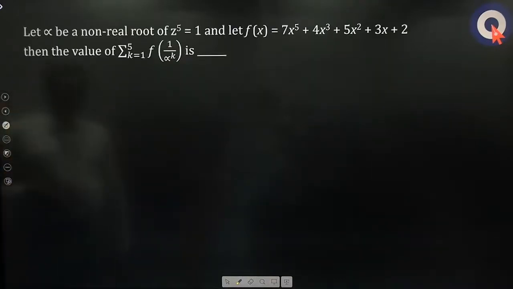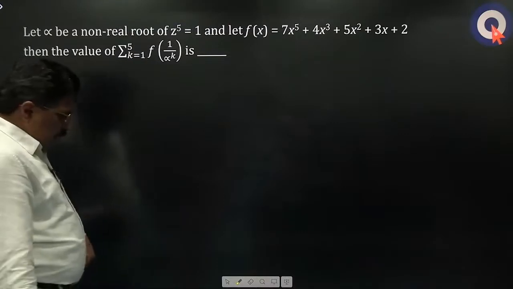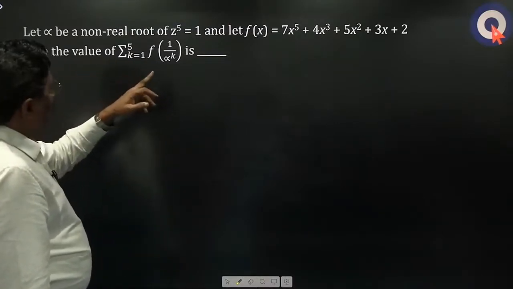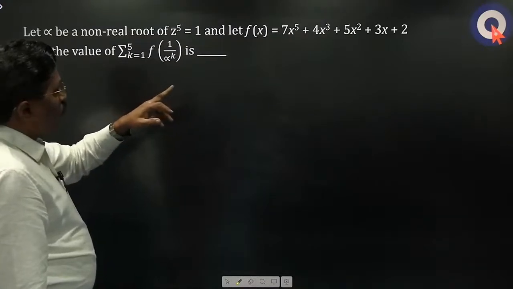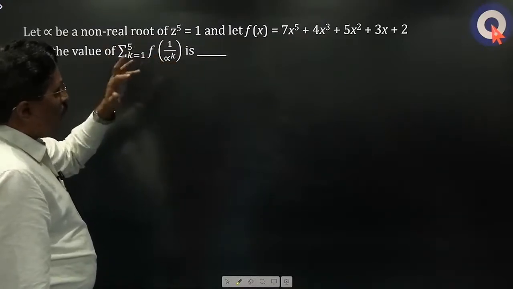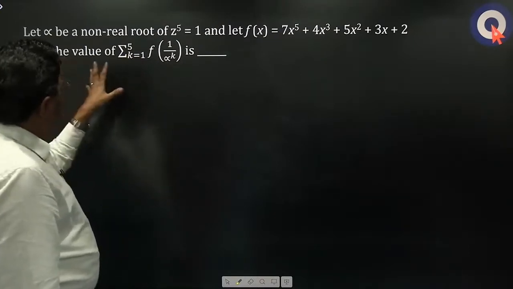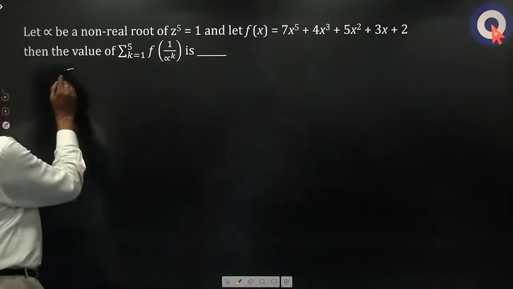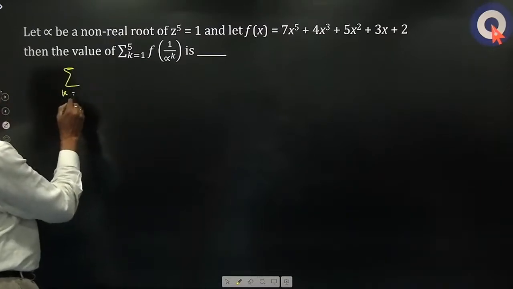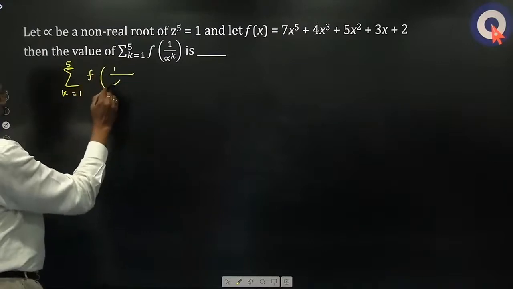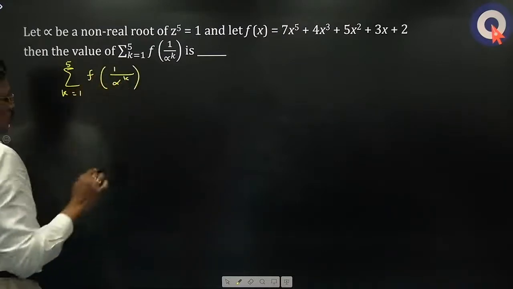Let alpha be a non-real root of z power 5 is equal to 1, and let f(x) is equal to a polynomial 7x power 5 plus 4x cube plus 5x square plus 3x plus 2. Then the value of sigma k is equal to 1 to 5, f of 1 by alpha power k. An excellent question this also.